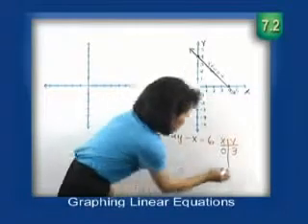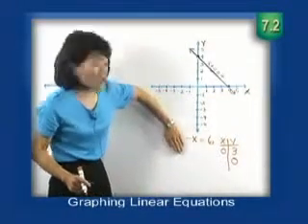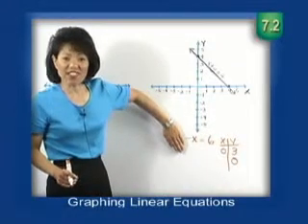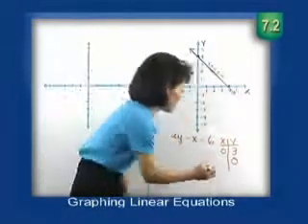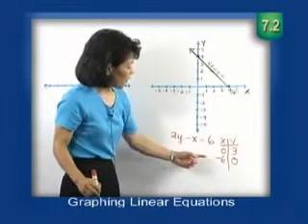Now similarly, we're going to take y equals 0. When y equals 0, notice I'm left with the equation negative x is equal to 6, or simply x is equal to negative 6. So again, I have two ordered pairs that lie on this line.